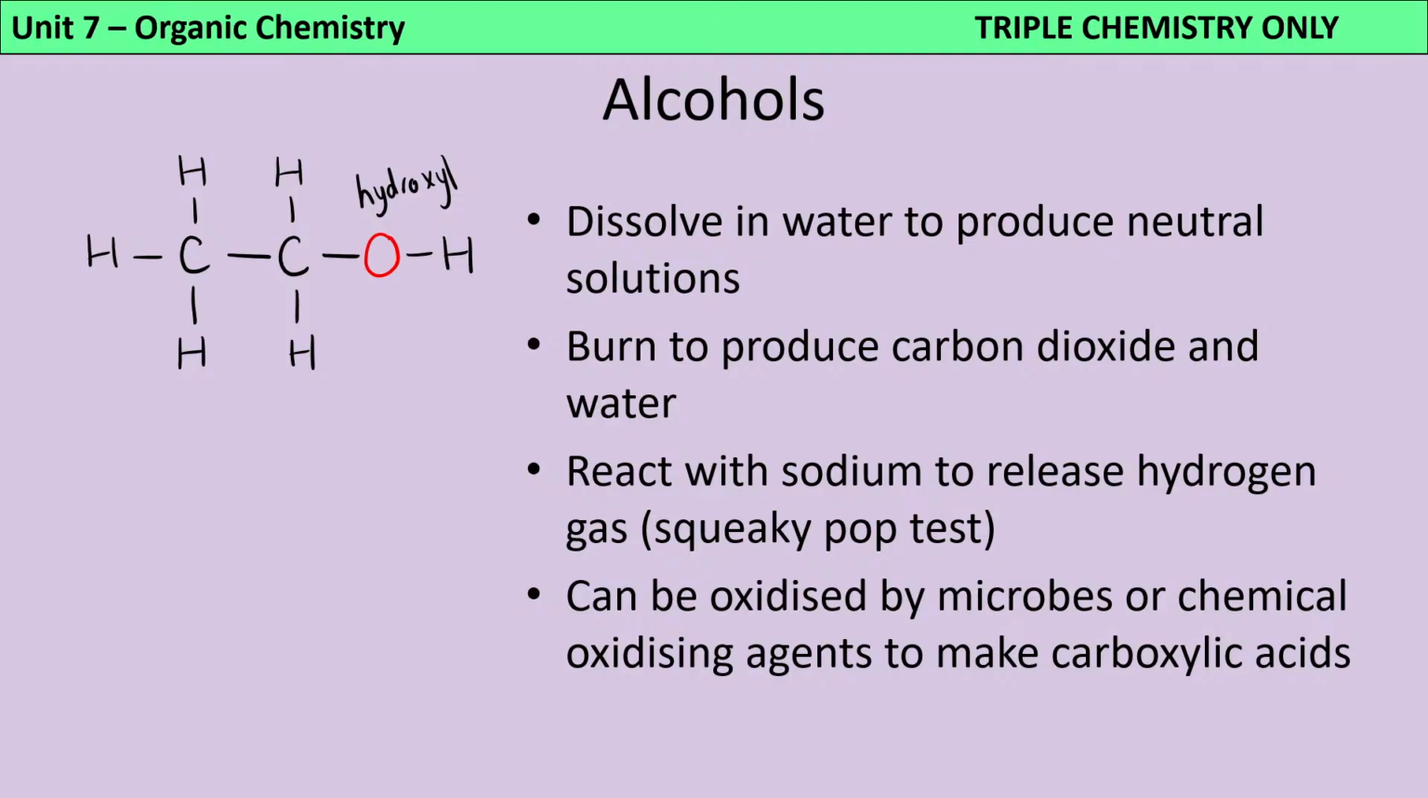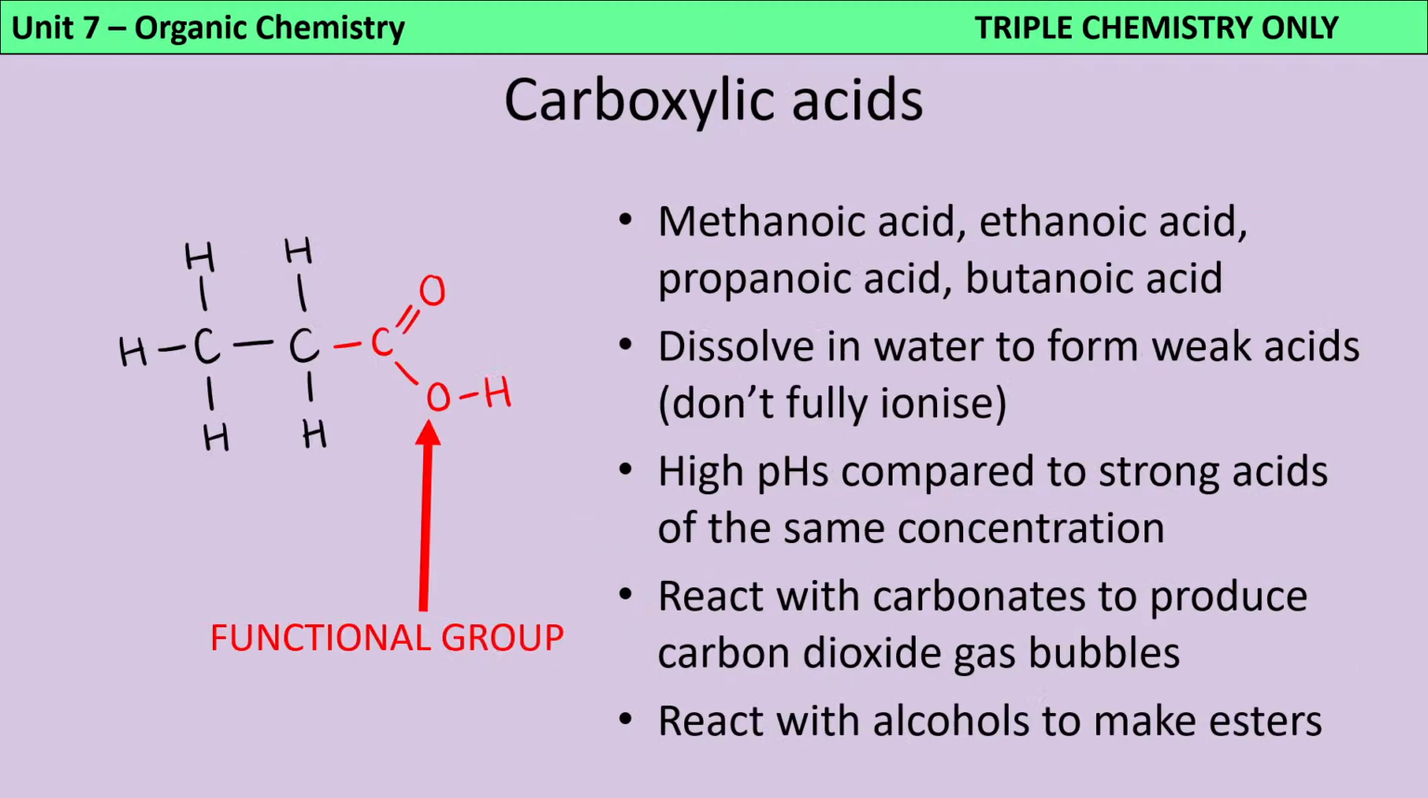Also, we can oxidise these alcohols either by microbes, so just like bacteria and things in the air, or chemical oxidising agents, so that could be things like potassium permanganate, which is my personal favourite, and that is how we make carboxylic acids, which are our next homologous series. Sorry, completely forgot the word for a second there.